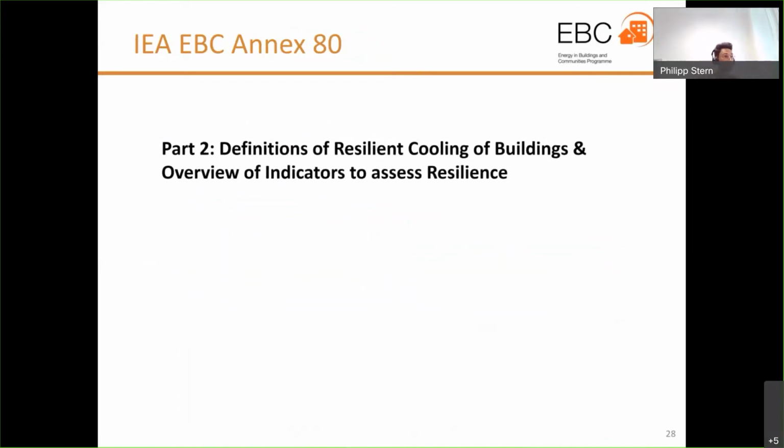I will now come to part 2 of my presentation. So the definition of this was what the Annex 80 is, what is our objective, what we are doing, and when. And now this is the first major achievement which we had in the Annex 80: the definition of resilient cooling of buildings, and a short overview of indicators, how to assess this resilience.